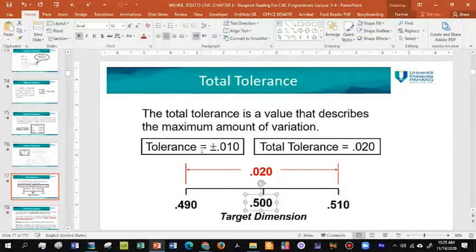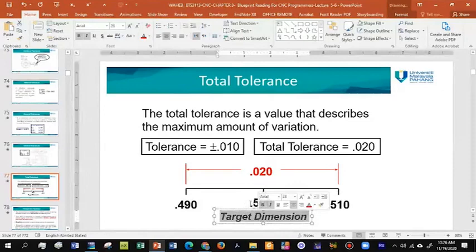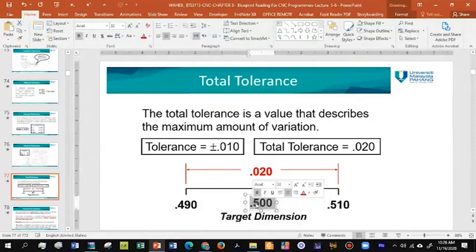If it is bilateral, for example, you have plus minus 0.01. So in this case, what will be the total from the minimum value of the dimension to the maximum value? The target value is 0.5, but what is the minimum value of the dimension? It will be 0.5 minus 0.01, so it becomes 0.49. What is the maximum value allowed for this dimension? It will be 0.51, because you have 0.5 plus 0.01.